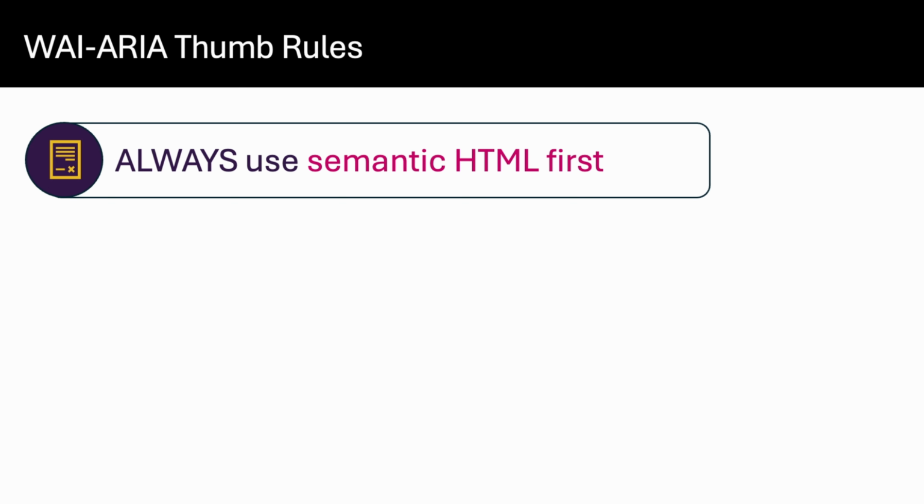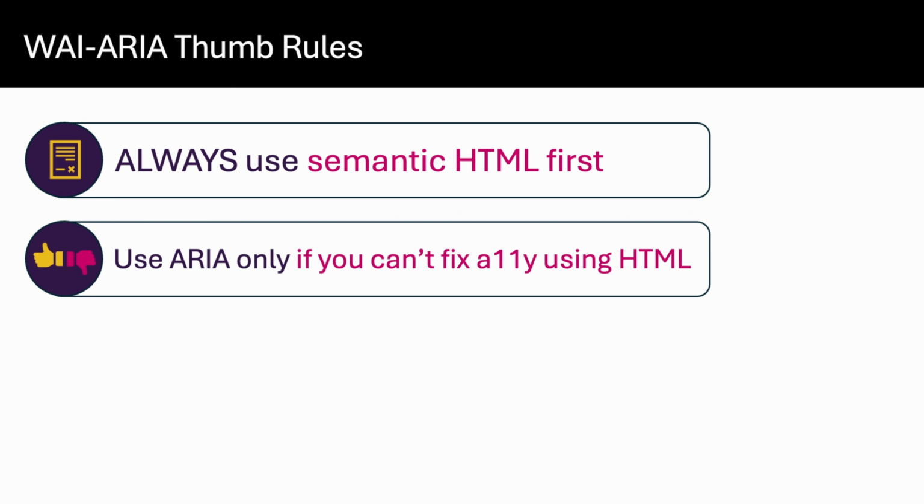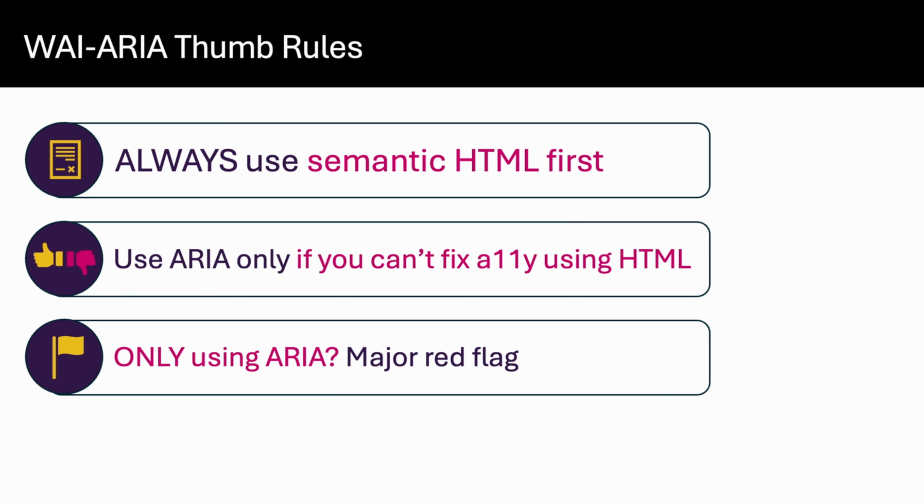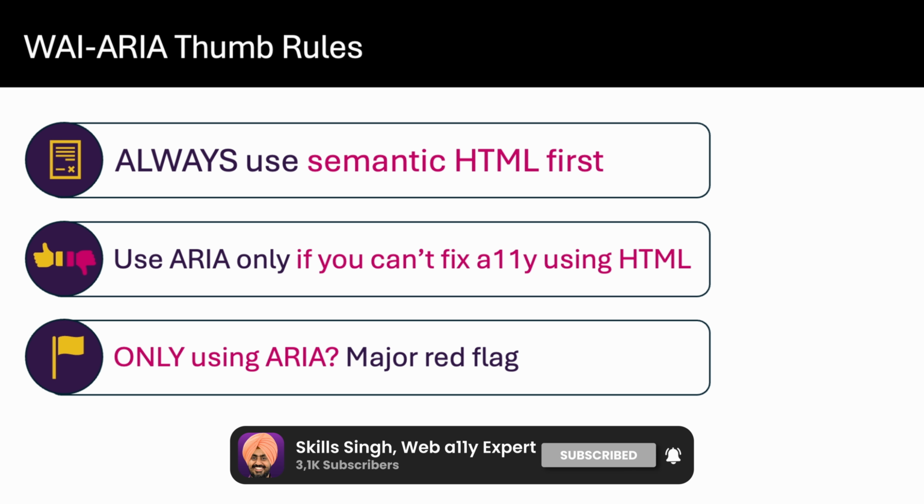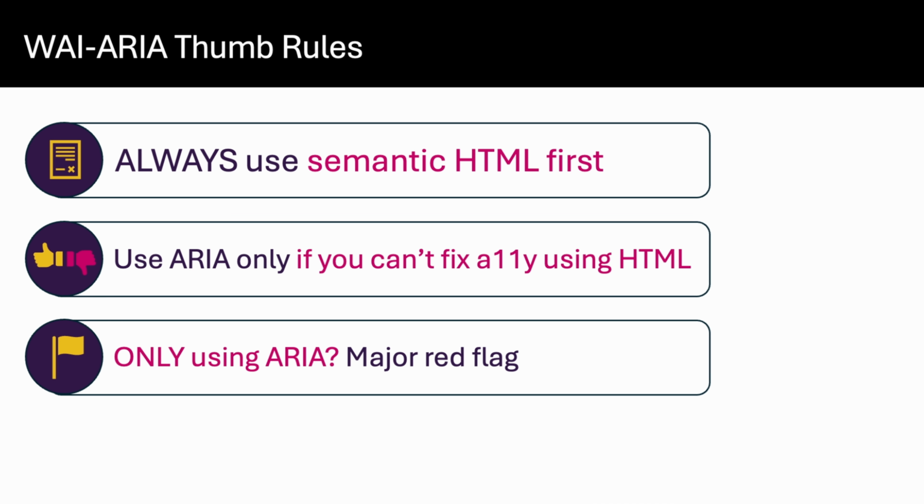And here are the thumb rules I want you to take away. Always use semantic HTML first. If a native button works, use a button. If a native input works, use an input. Use ARIA only when HTML cannot communicate the needed name, role, and state. And if your situation depends only on ARIA, that is a red flag. It may still be valid in a custom component, but it means you must test keyboard behavior, focus order, screen reader output, visible labels, and dynamic states carefully. The best ARIA is often the ARIA you did not need because the HTML was already correct.